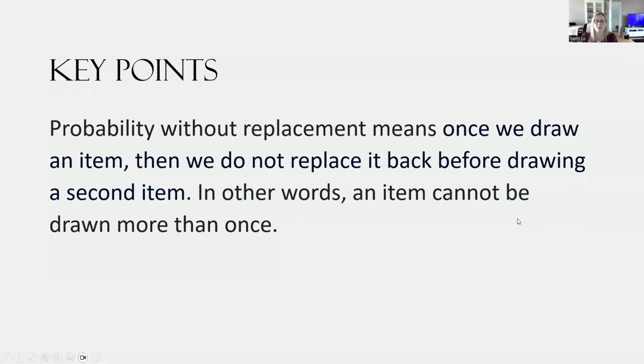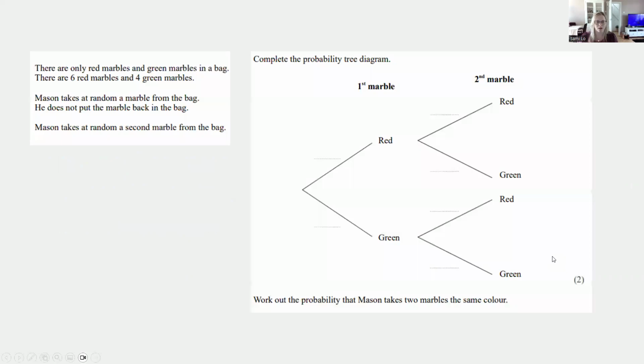Firstly, key points: probability without replacement. It basically means when we draw one item, we're not going to replace it back before drawing the second one. So it might be the case that you've got 6 marbles, and then it's going to drop down by 1 marble. But not only does the total drop down because you've got 1 less marble in your bag, also that colour you picked before has now gone. So we'll see that now in an example.